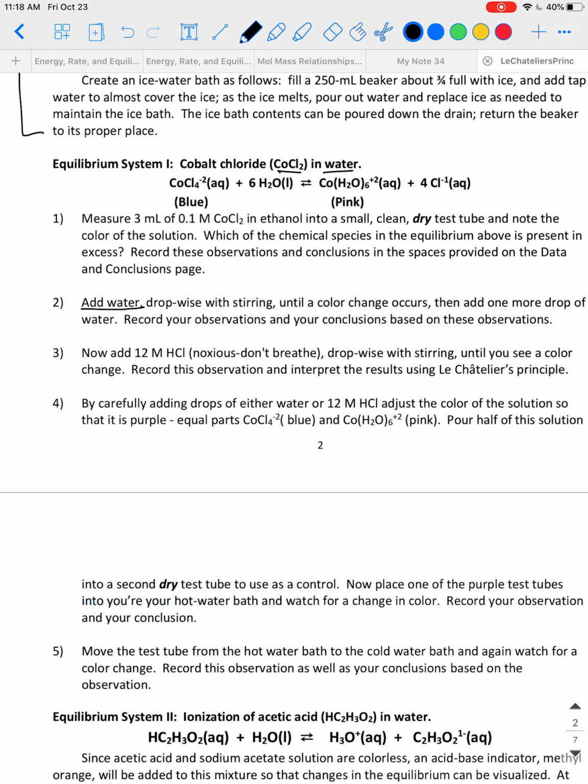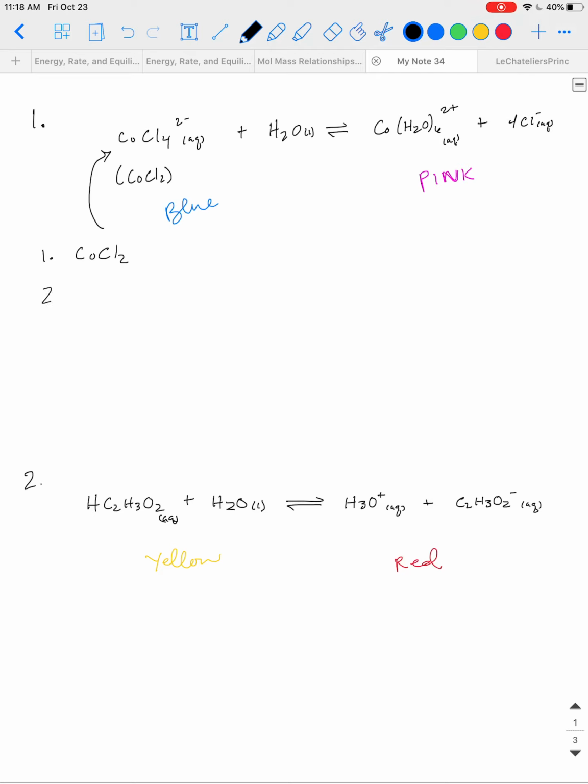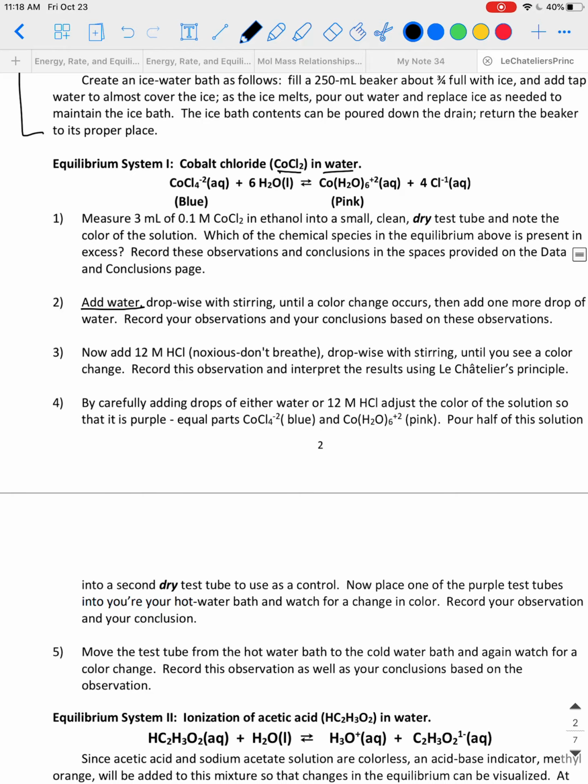Then you're going to add water. Okay, so think about what's going to happen here. You're going to add water until you see a color change. So if we are adding water, what are we doing? What are we changing? Here we are changing the concentration of a reactant. Water is a reactant. So we are going to increase the concentration of H2O. How will equilibrium shift according to Le Chatelier's principle? And then what color change should you see?